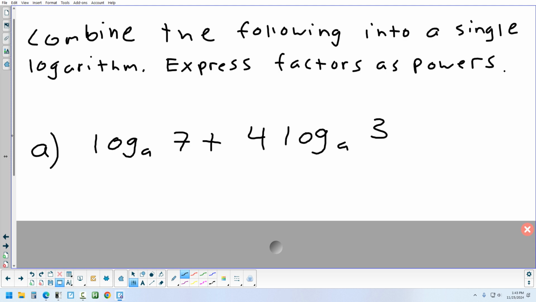So now, we did it the harder way, which is taking something that's already combined and splitting it. Now this is the easier way. You're going to put it back together into one log with parentheses.